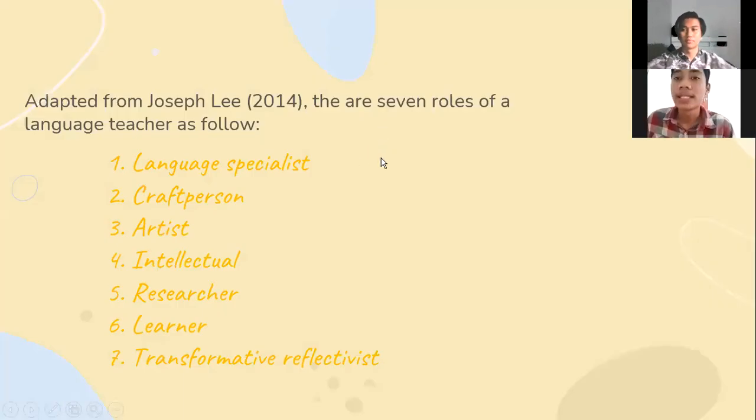All right, as we can see in the slide, adapted from Joseph Lee, 2014, there are 7 roles of a language teacher as follow. The first one is language specialist. The second one is craft person, and then artist, and then intellectual, and then researcher, and then learner. And the last one is transformative reflectivist. All right, I think that's all.